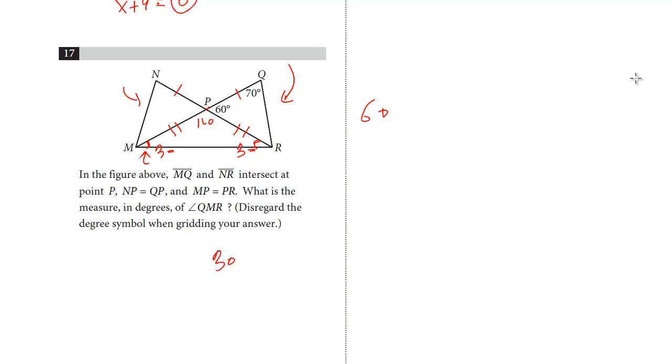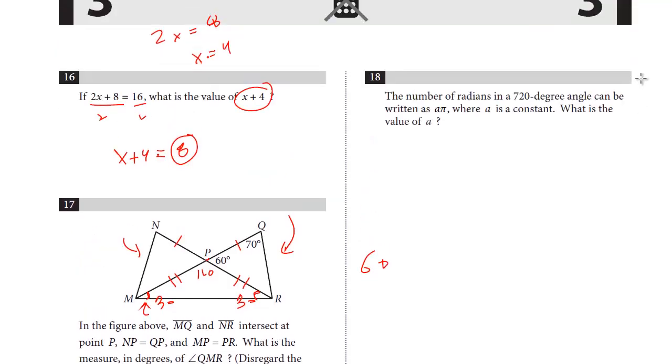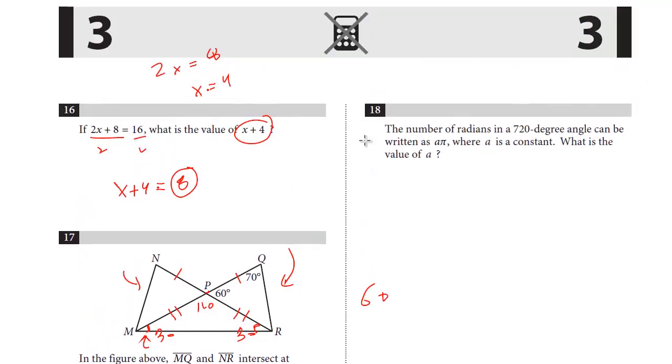All right, let's take a look at the last question on this page, number 18. The number of radians in a 720-degree angle can be written as pi times a, where a is a constant. What's the value of a? There might be one radian question on the test, and just remember, whenever you have a radian question, there are 2 pi radians in a circle. So if you want to convert radians into degrees, whenever you see a pi, you can put the value 180.